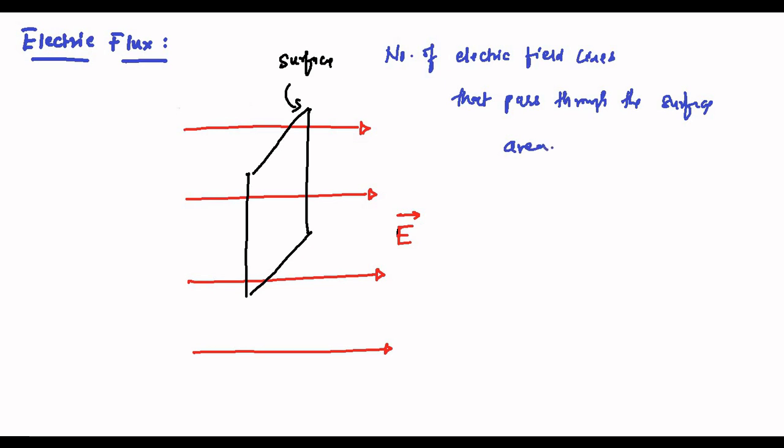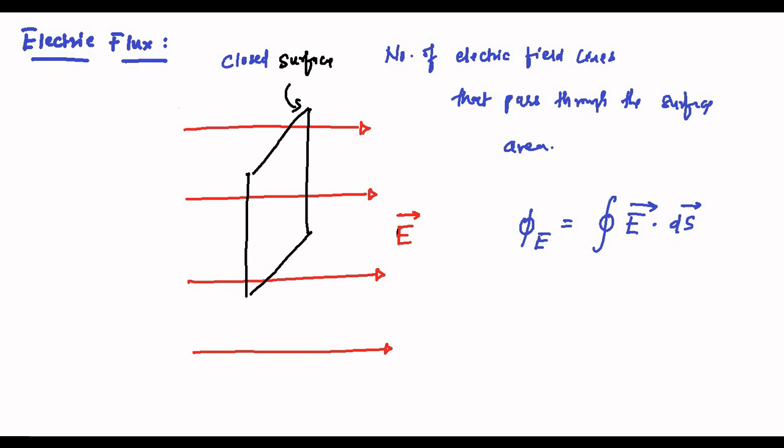So electric flux is represented as phi subscript E, which is basically the closed surface integral, because the surface is closed, of the dot product of the electric field vector and, as we discussed previously, the area element vector.